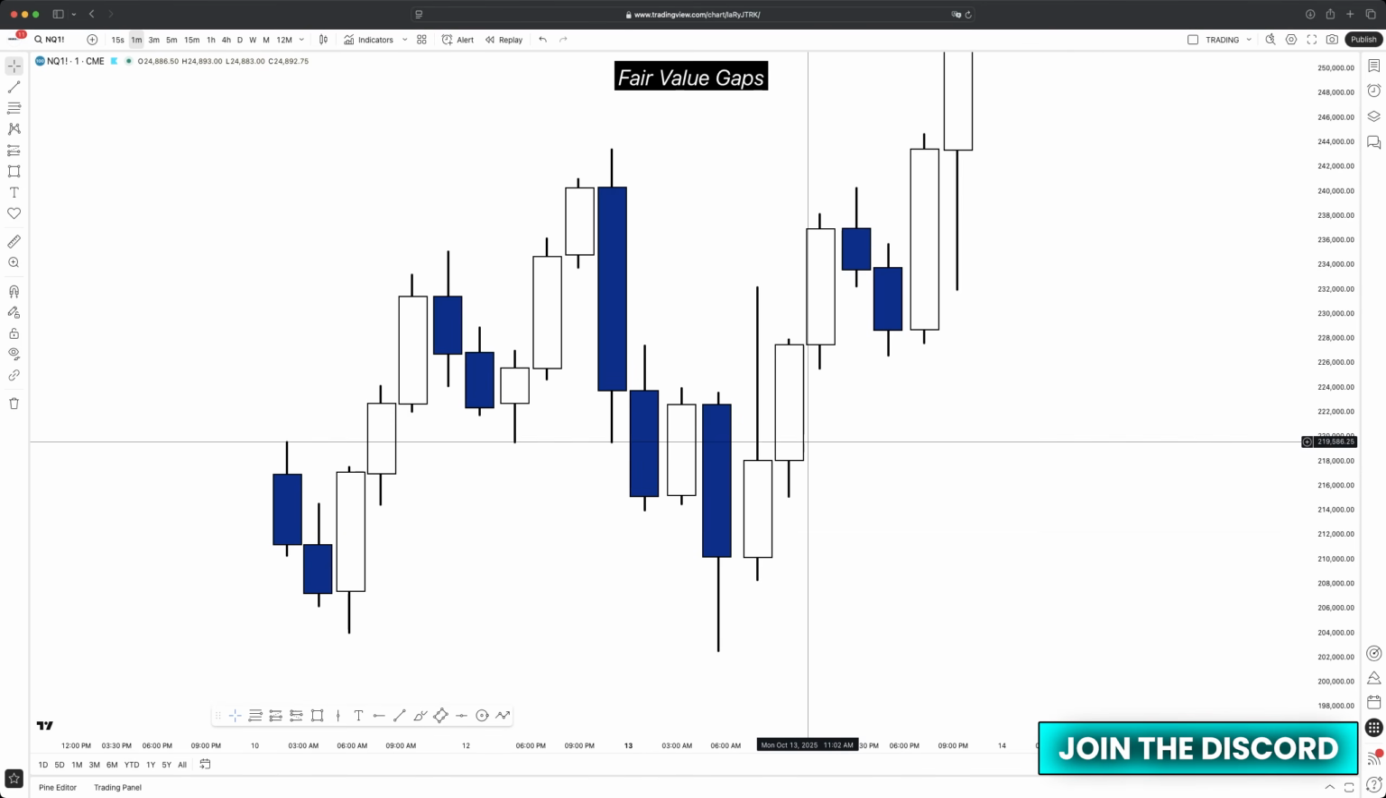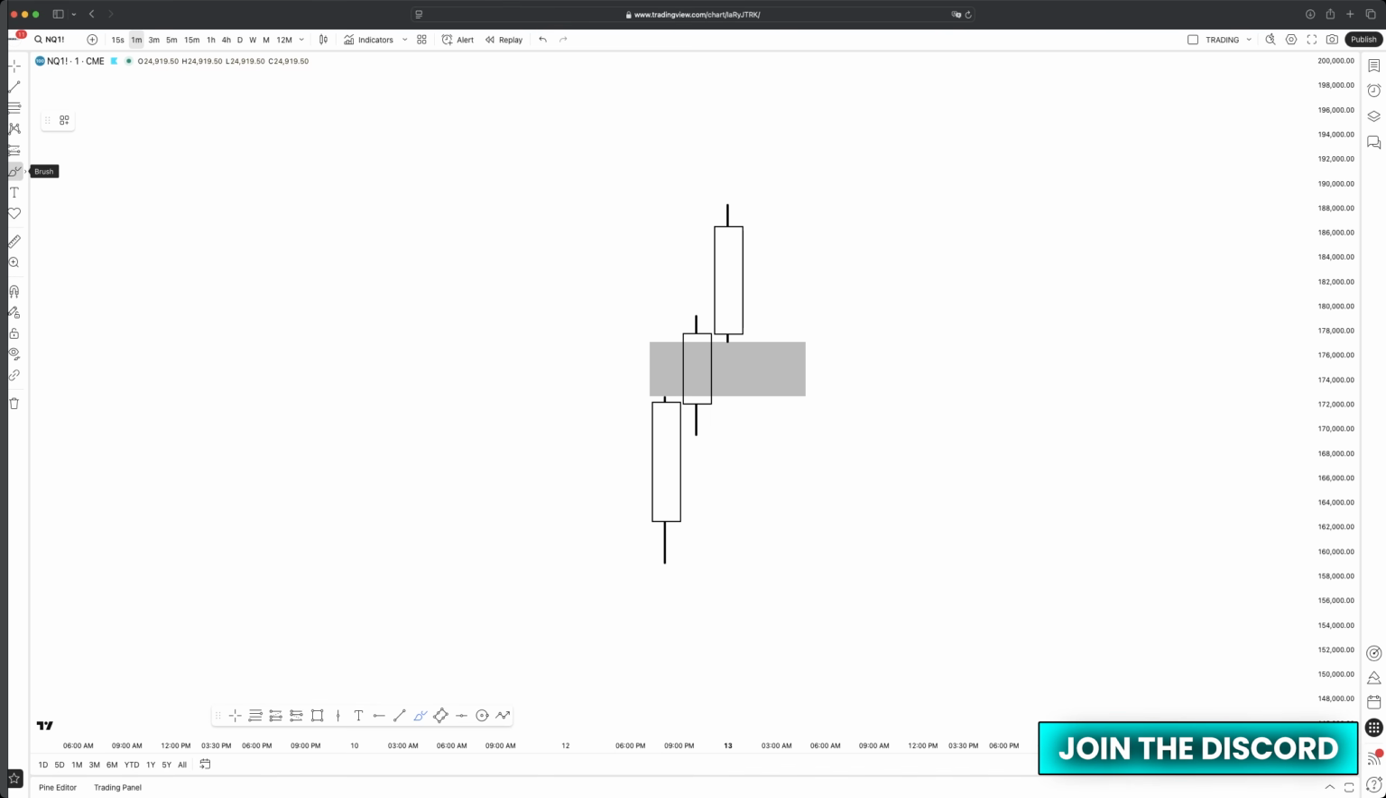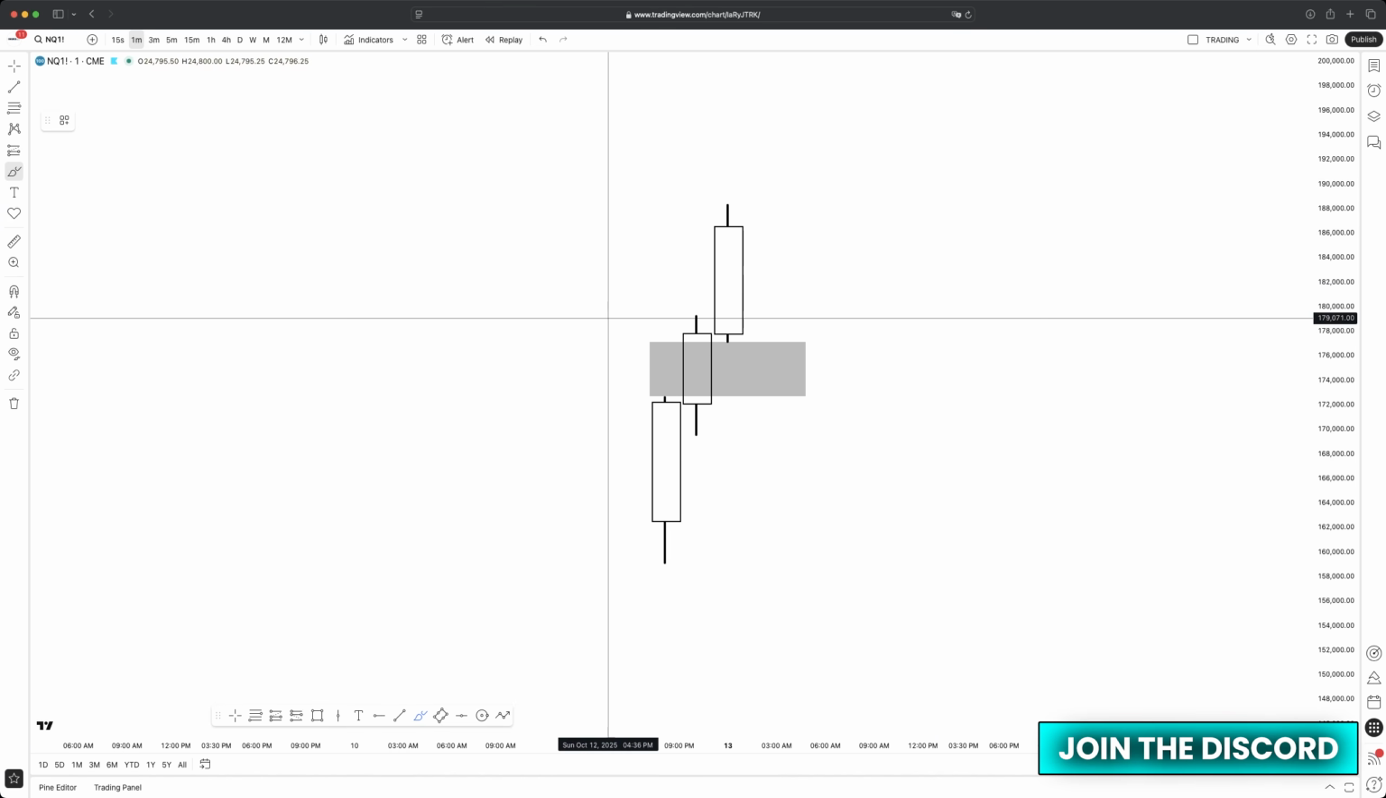Today we're going to be talking about fair value gaps, one of the foundational parts of technical analysis, at least in the way that I do it, and something that you're going to be utilizing every single trading day. All right, before we get to that chart example, let's talk about fair value gaps and how to define them.